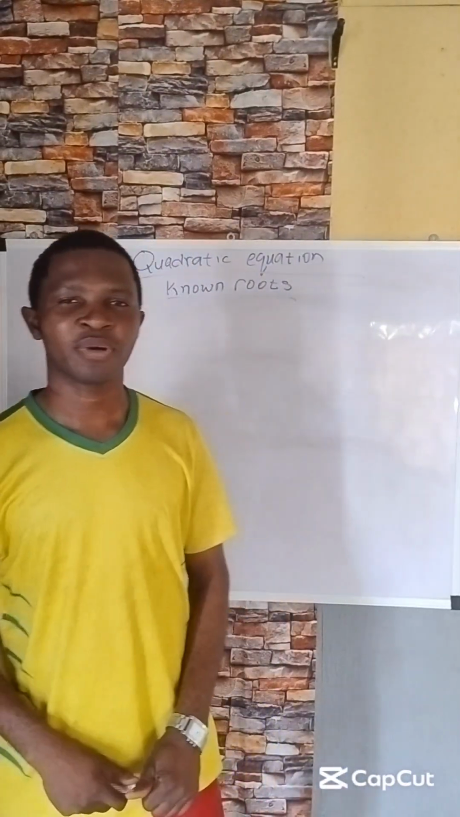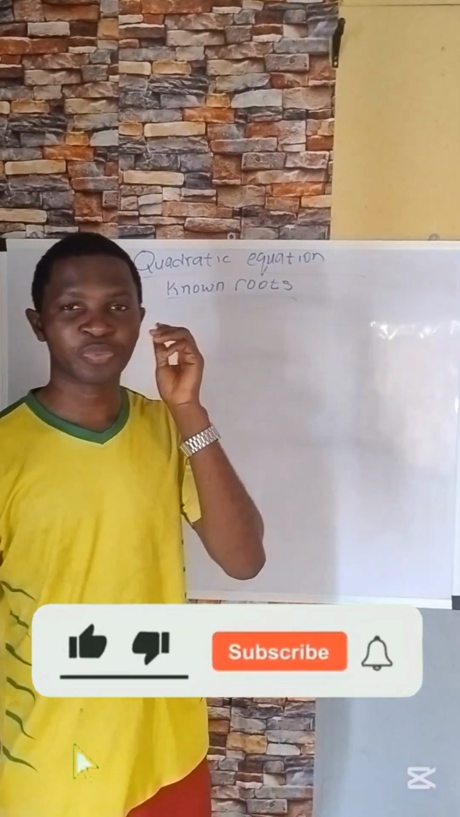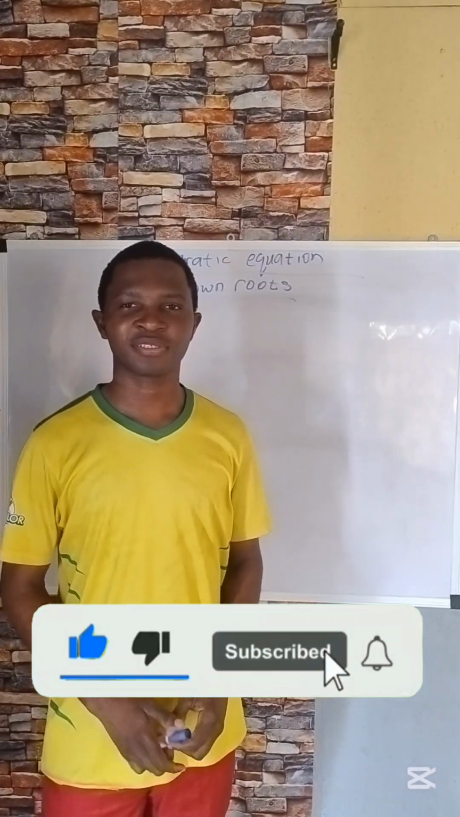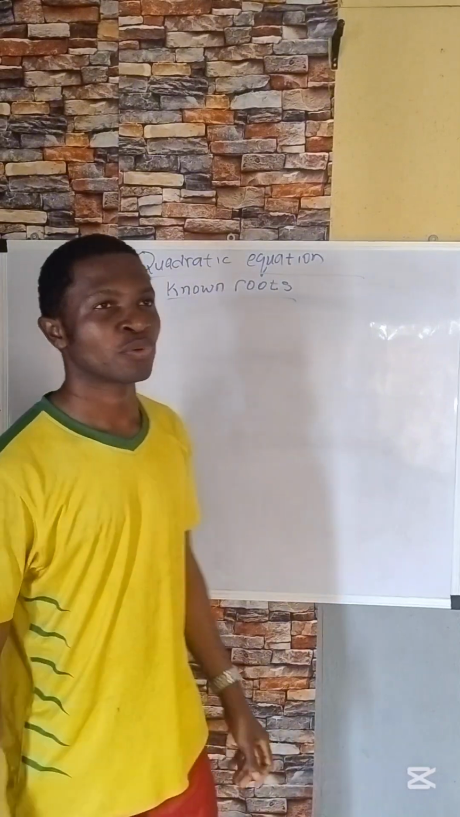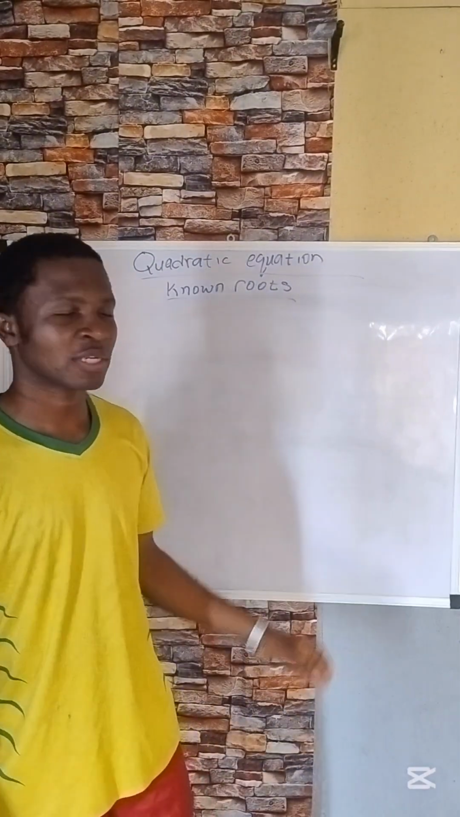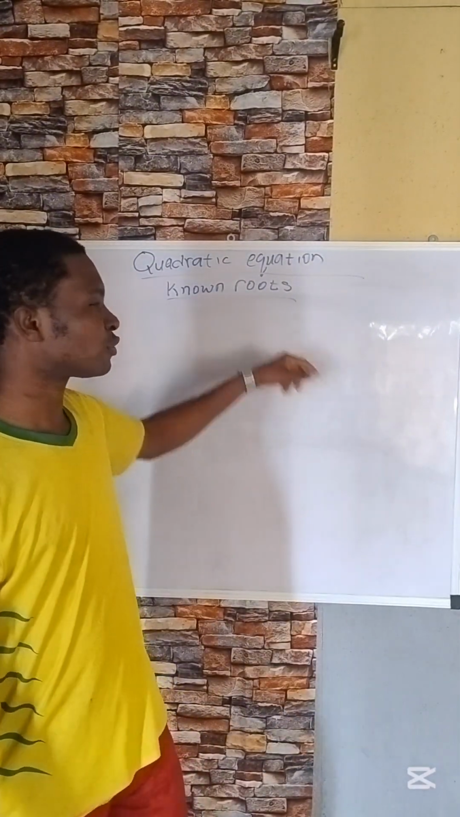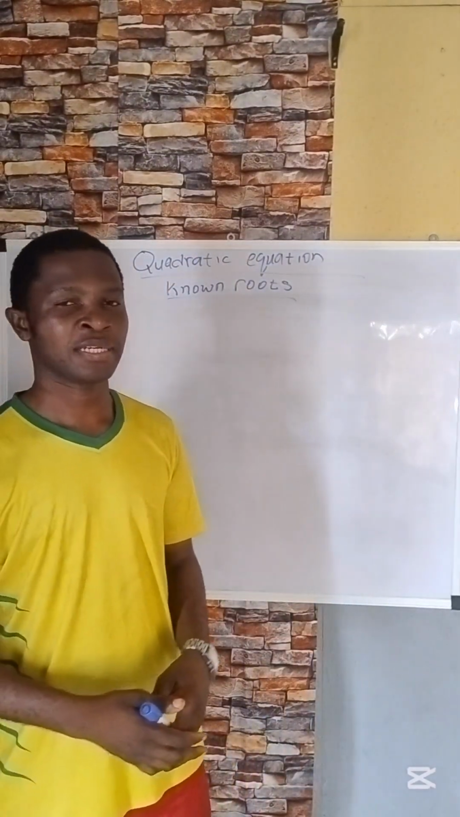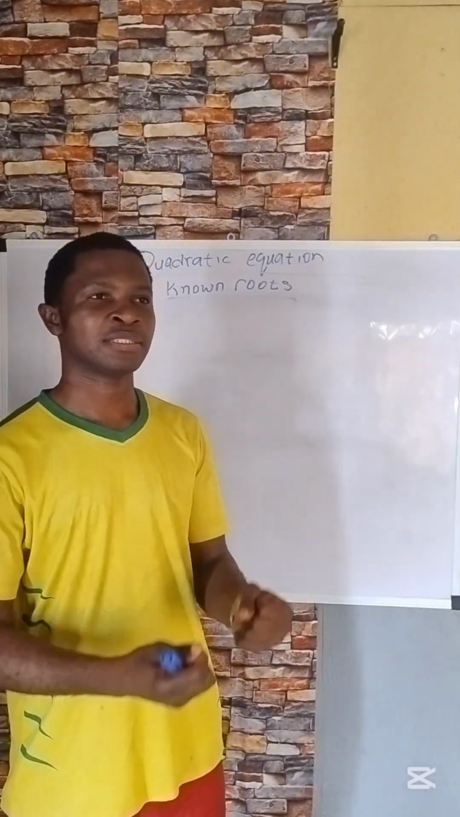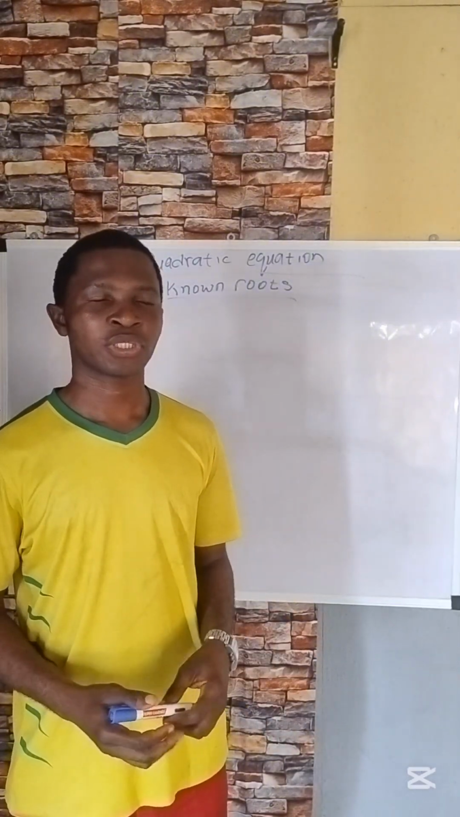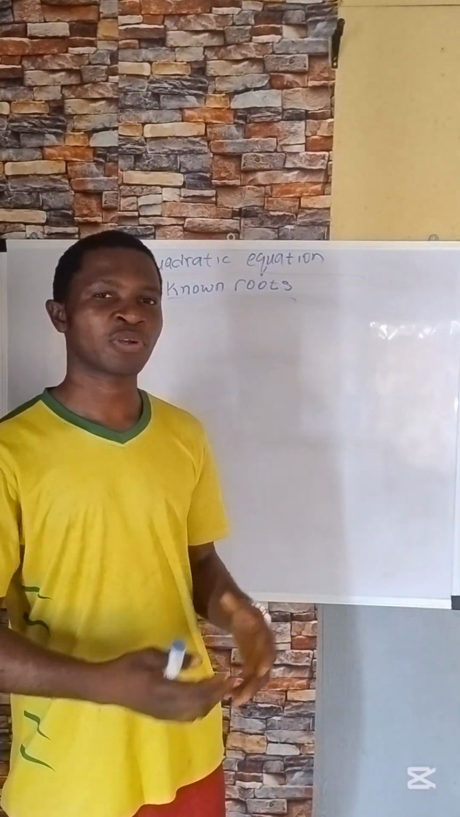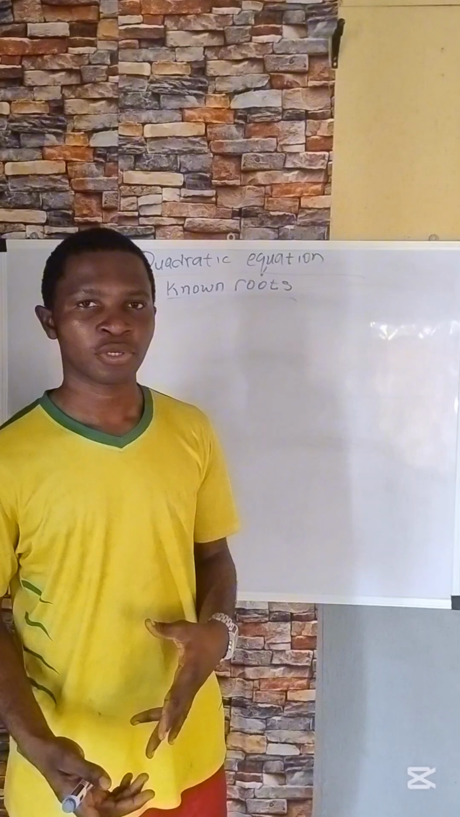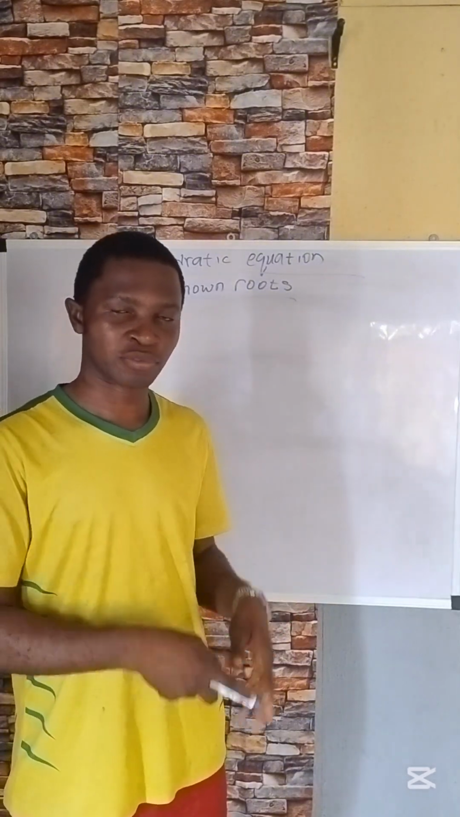Hello, welcome back. We have a very interesting mathematical topic today: the quadratic equation. We are going to be solving quadratic equations with known roots. This means that there is a quadratic equation that has already been solved and the roots are available. Now you are given those roots and asked to present the quadratic equation that generated them.